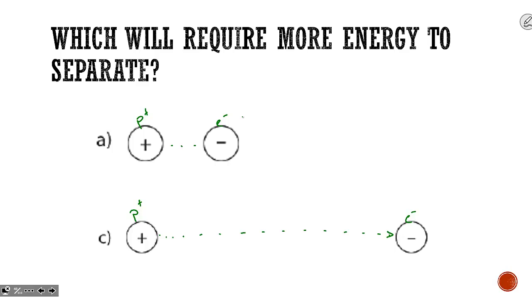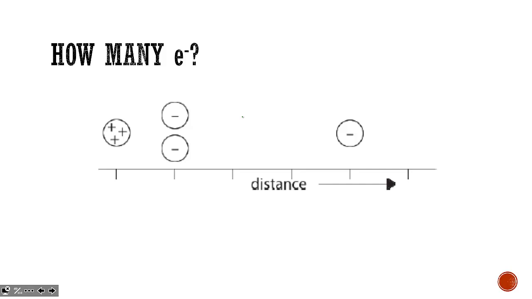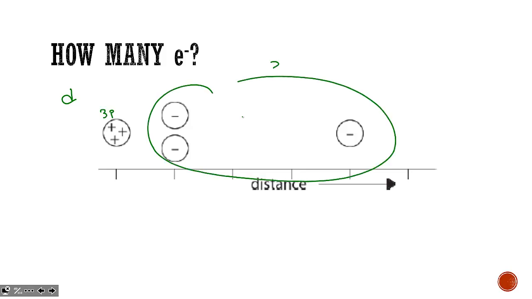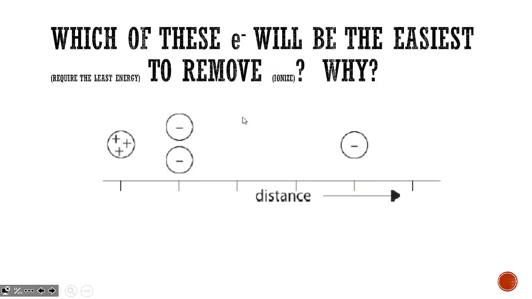So in comparing the force of attraction between A and C, A must be a stronger attraction. This electron is going to have a much greater attraction for this proton than this electron. And lastly, example D shows a scenario where we have 3 protons and 3 electrons. If we were going to try to remove one of these electrons, which one would be easiest to take away?